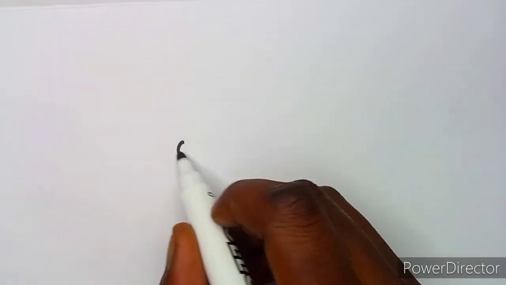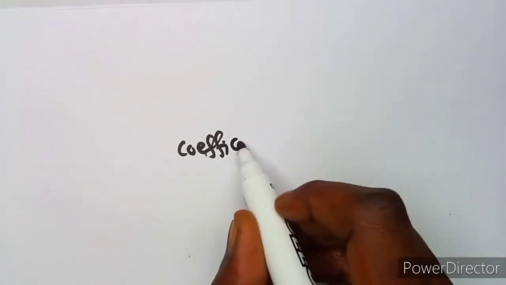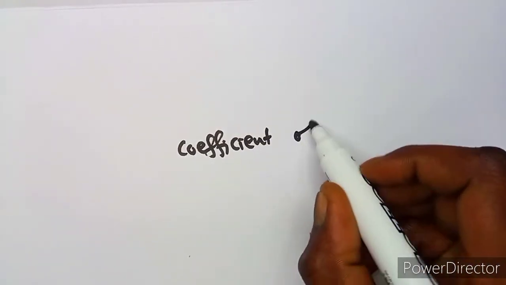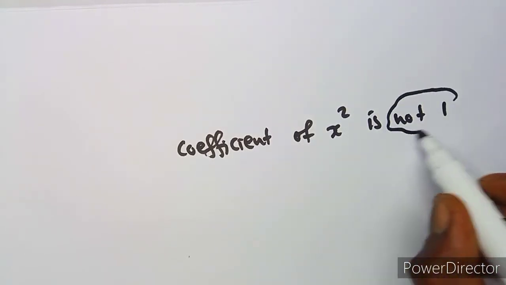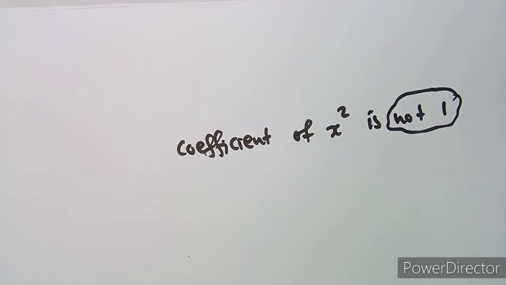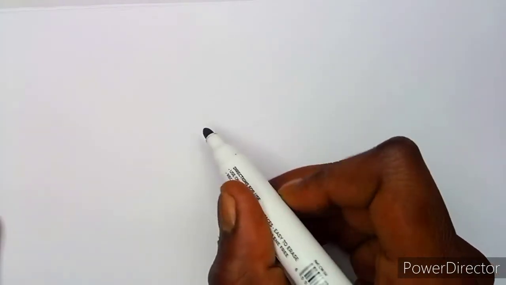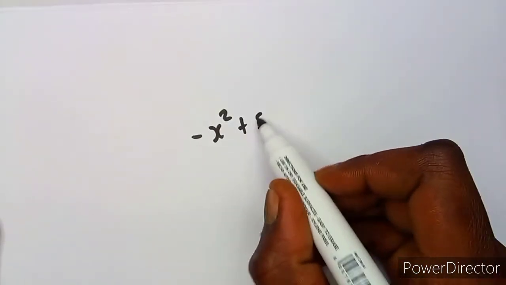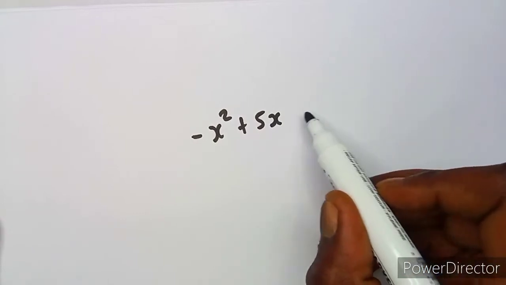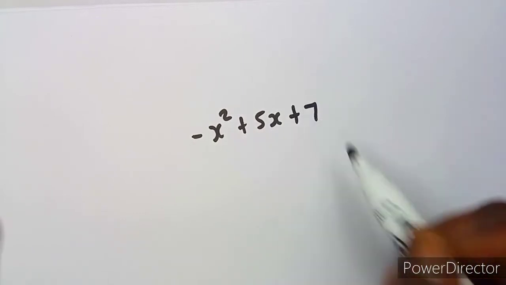All right, now what if the coefficient of x squared is not 1? We have got a condition where the coefficient of x squared is not 1. Then what is going to happen now? That's the question. All right, this is the case. Let's take this as an example. Let's just say we've got minus x squared, like this, plus 5x plus 7. This is the question that you're given.